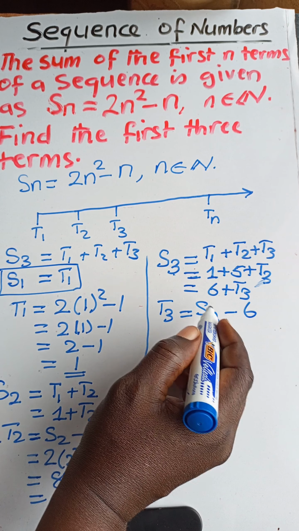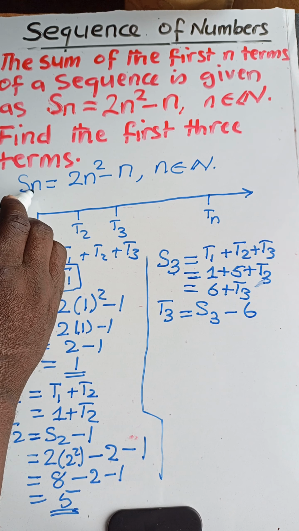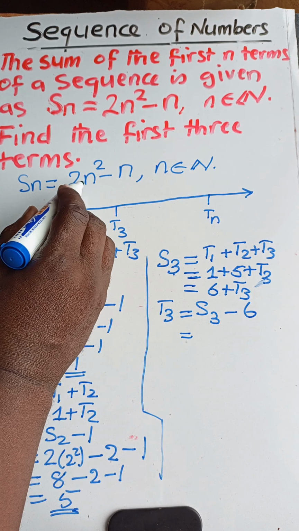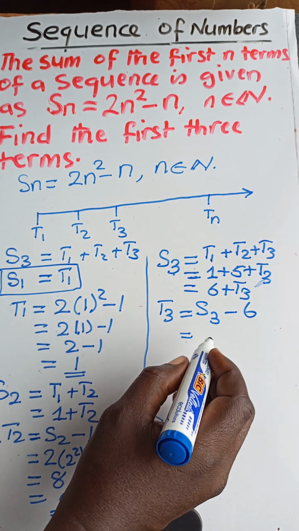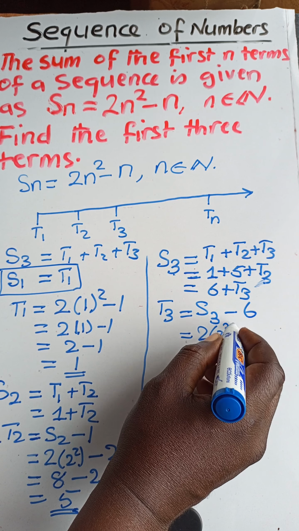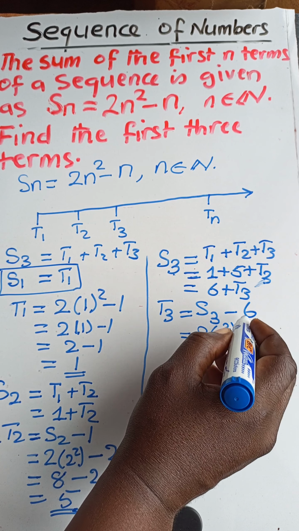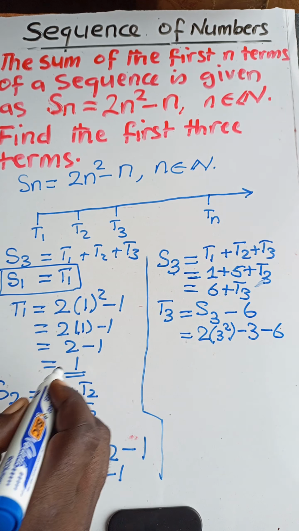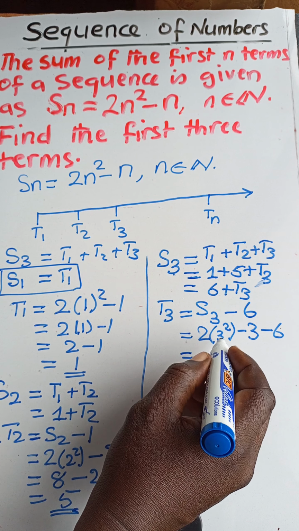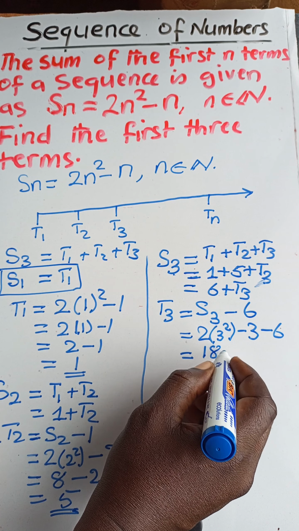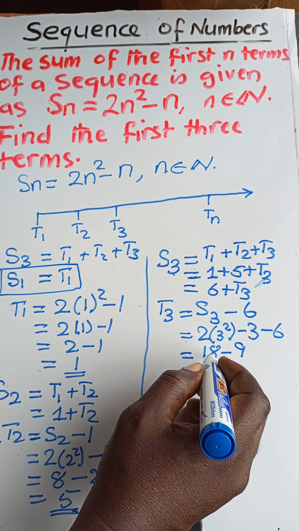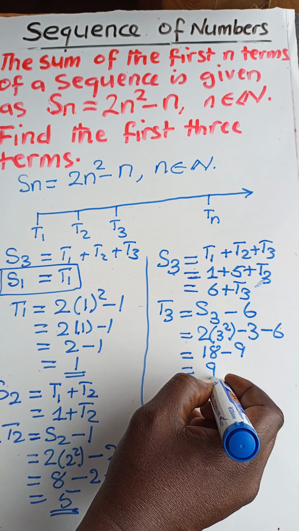S3, how do we get S3? We go to that formula, we replace n with 3. So it will become 2 into 3 squared minus 3. But there was a minus 6 there that we don't have to forget. And so this gives us 3 squared is 9 times 2 is 18, minus 3 minus 6 is minus 9. That gives us 18 minus 9, which is 9.